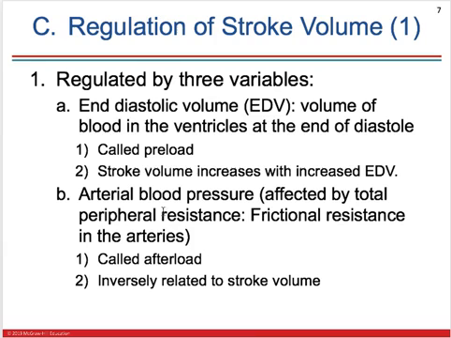As you might imagine, the higher the arterial blood pressure and the more it's trying to hold that aortic valve closed, the more it's going to prevent the blood from ejecting during systole. So it's going to reduce the stroke volume as the arterial blood pressure goes up. So as the blood pressure goes up, the afterload goes up, the more the stroke volume is reduced.